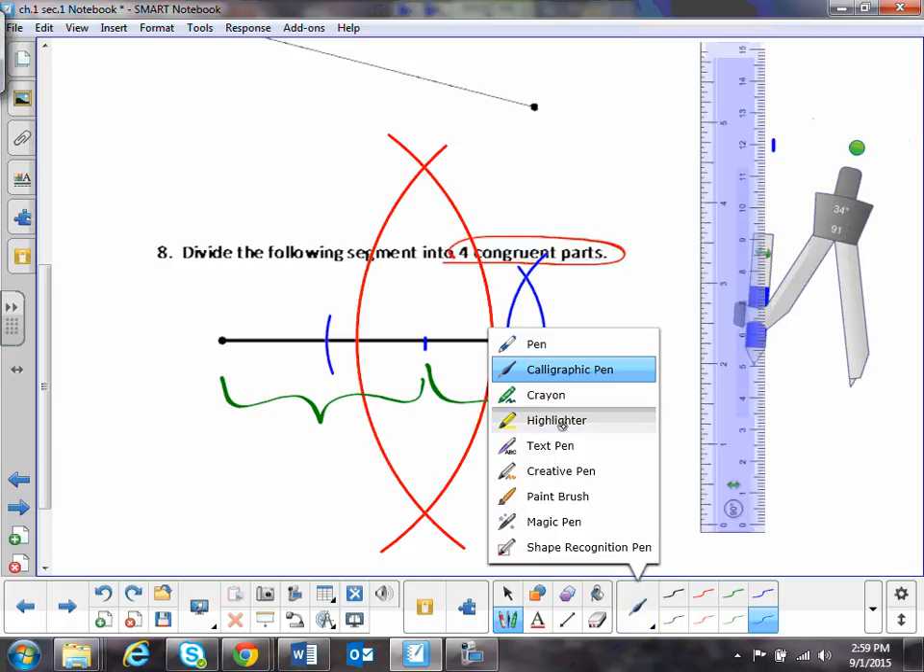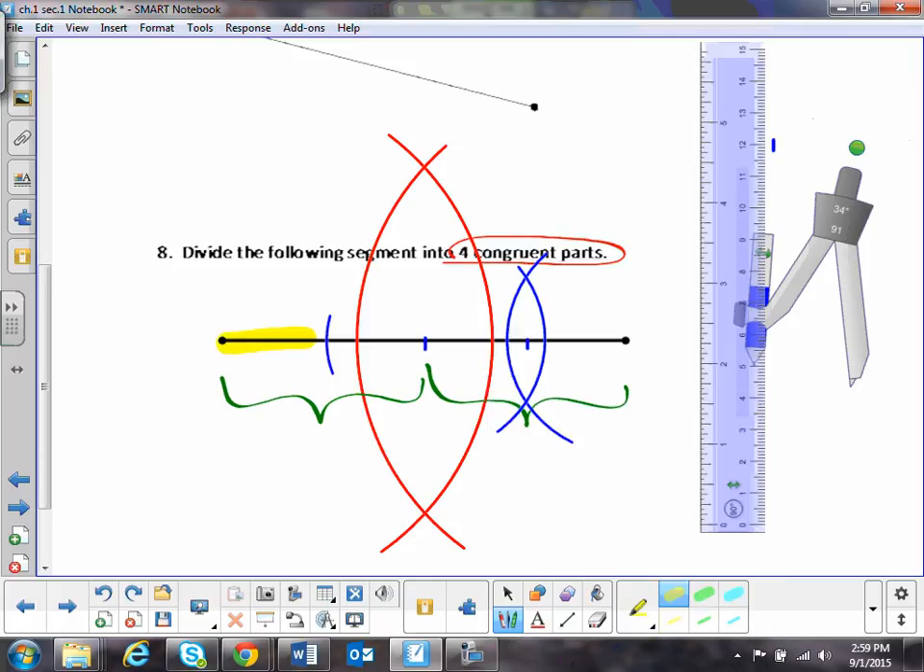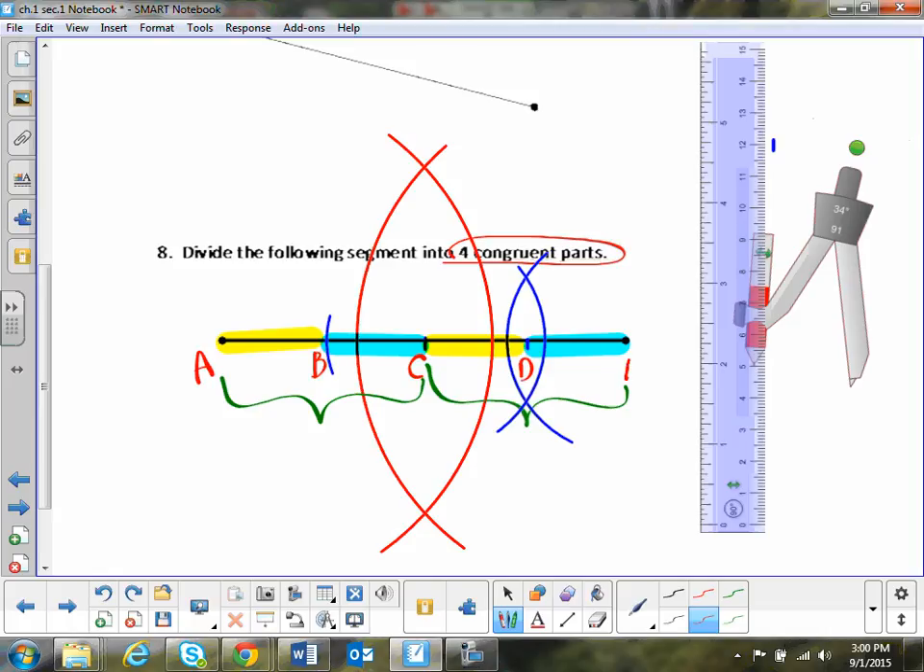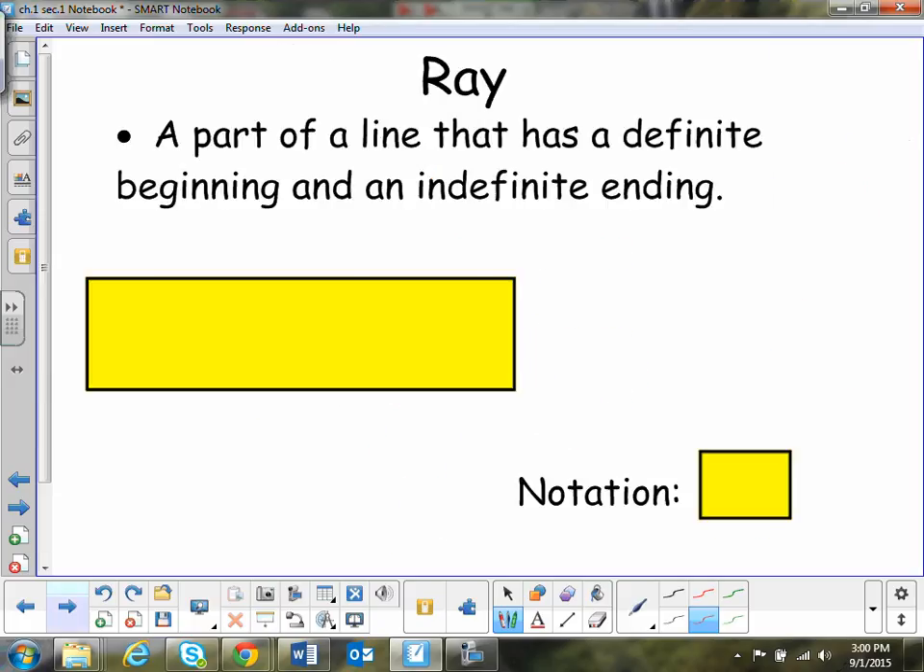I'll highlight each part. 1, 2, 3, 4. You've got 4 equal parts. Okay? Probably we'll have to label them. We'll call that point A, that point B, that point C, that point D, and that point E. So you've got AB congruent here, BC congruent there. Remember, tick marks signify that they're congruent. Alright, you want to do that for your quiz.